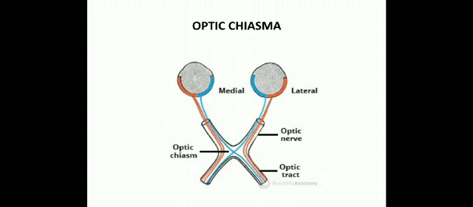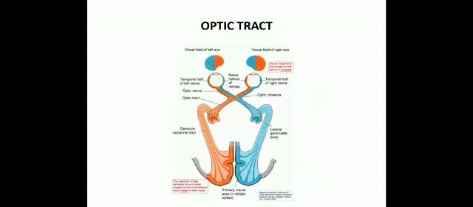The optic chiasma. In the optic chiasma, the nasal fibers, that is fibers of the optic nerve arising in the nasal or the medial half of the retina, including those from the nasal half of the macula, cross the midline and enter the opposite optic tract. The temporal or the lateral fibers pass through the chiasma to enter the optic tract of the same side.